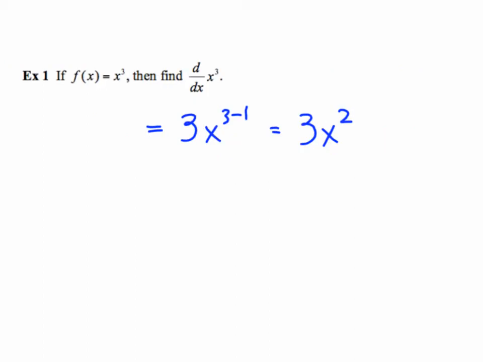Here we have example 1. f of x equals x cubed. In order to take the derivative, the exponent 3 comes to the front and we minus 1 from the exponent. So my final answer is 3x squared.